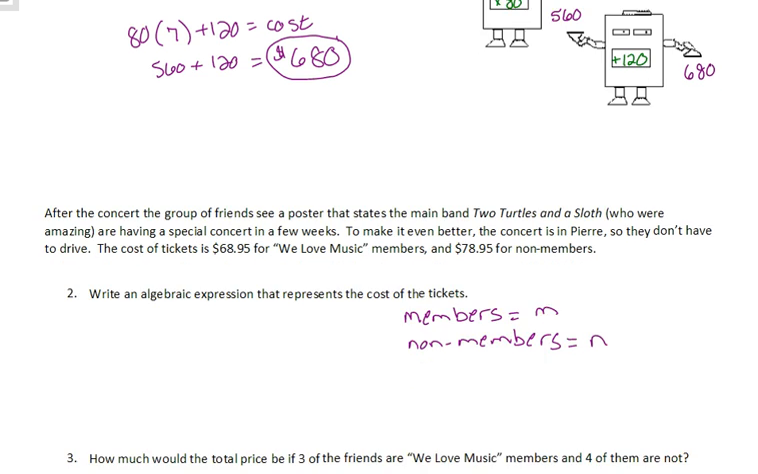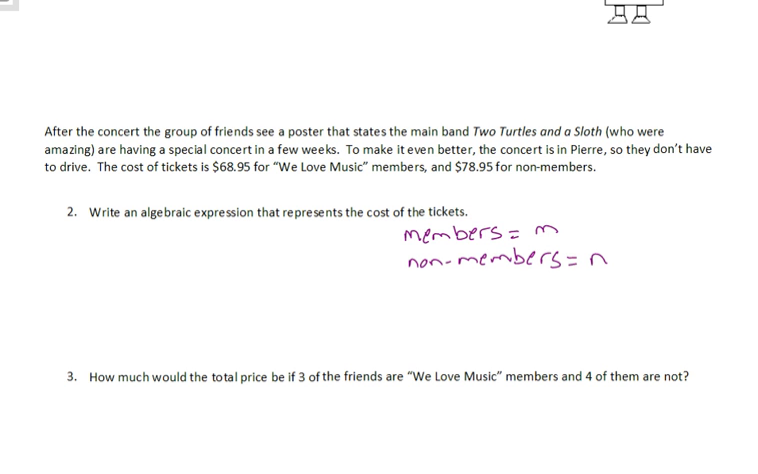Does it matter that we have more than one variable? No, because they just said write an algebraic expression, and we understand that expressions deal with variables. So looking at this, it's $68.95 per member. So I'm going to say that we have $68.95 for each one of those that are going, and I don't know how many that is, so I'm going to say m. I have to add that to $78.95 for the non-members, and again, I don't know how many, so I'm just going to write n. There's my algebraic expression that has 2 terms with 2 different variables.